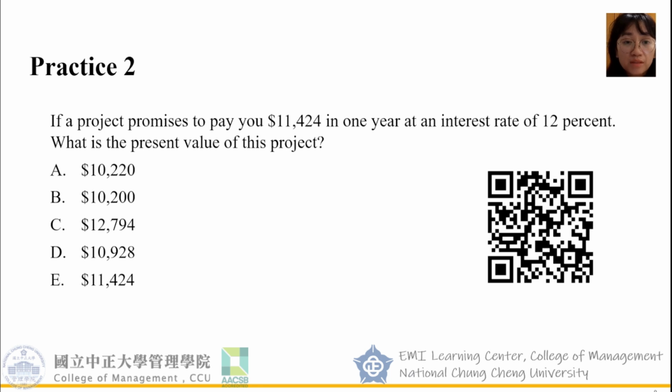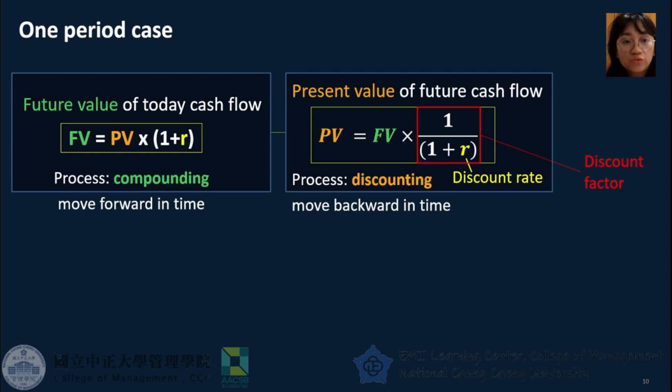If a project promises to pay you $11,424 in a year at an interest rate of 12%, what is the present value of this project? Wonderful for those who chose answer A again. To find the present value, we discount the future value back, which gives us $10,200.